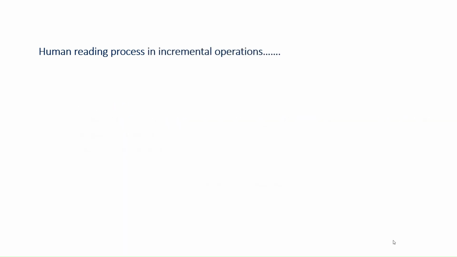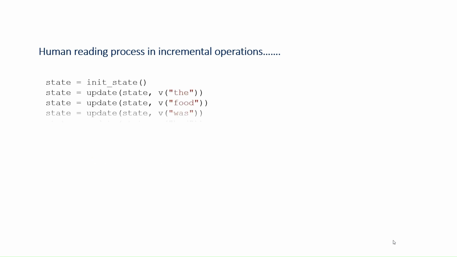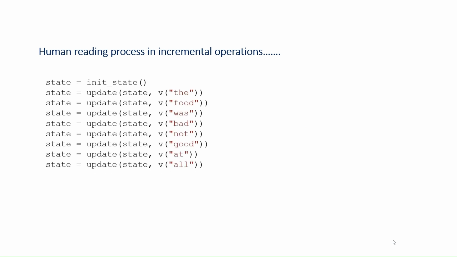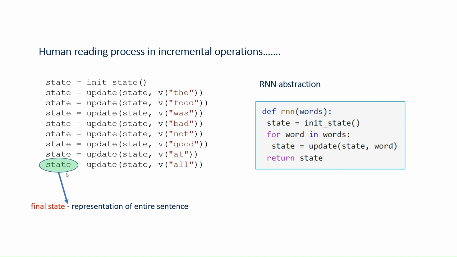Now, if you implement this incremental way of learning in terms of operations, it starts with the initial state, updates the state by reading the first word in the sequence, and updates the state again by reading the next word. This state update happens at every time step, meaning that each time step processes one word at a time in sequence order. The final state, which we update after reading and processing the last word in the sentence, is the final representation of the entire sentence. This is the same as an RNN. This is the abstraction for recurrent neural networks.